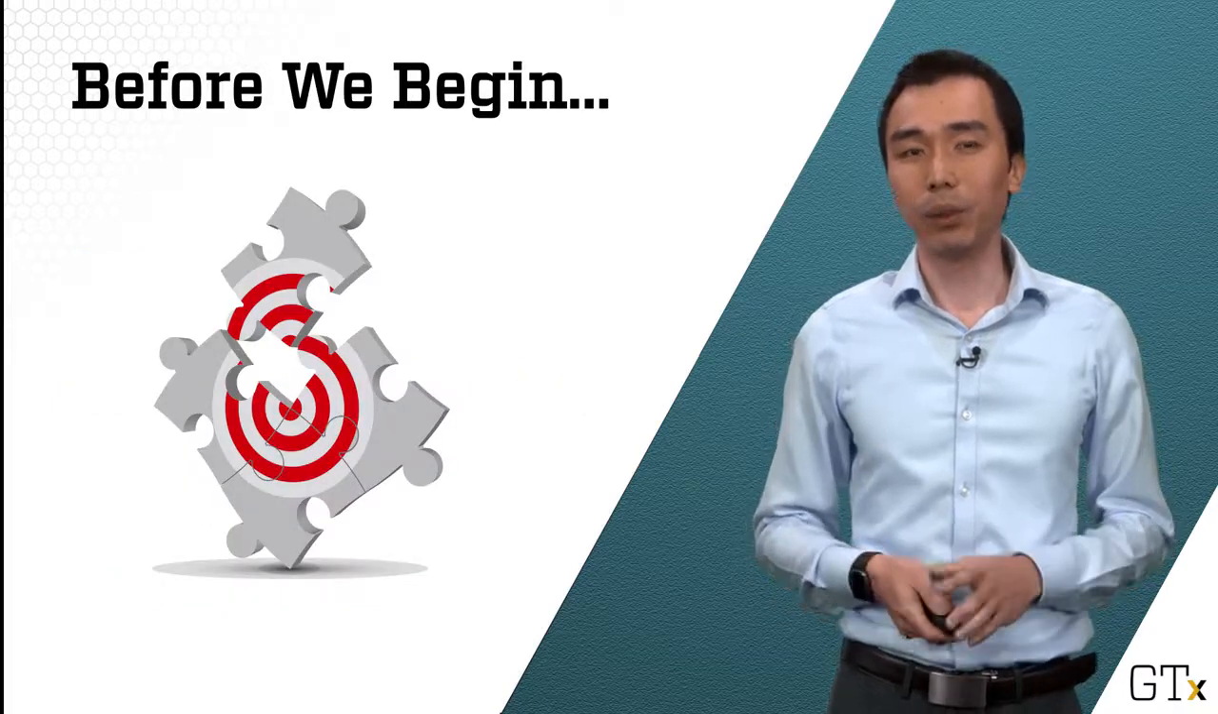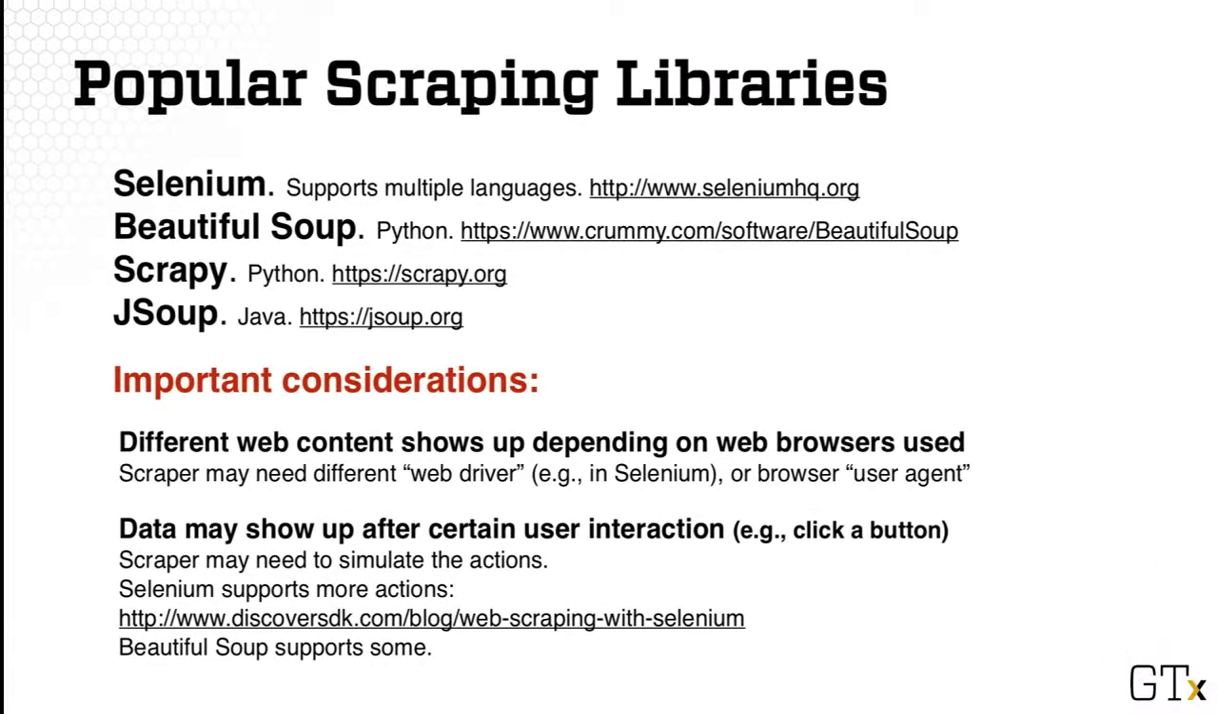Fortunately, you don't really need to write everything from scratch. There are some really good libraries out there that you can just use. A lot of them are Python libraries, such as Selenium, Beautiful Soup, or Scrapy. They have a higher level API for you to easily extract particular elements from the HTML. And there's also a popular library called jsoup for Java.